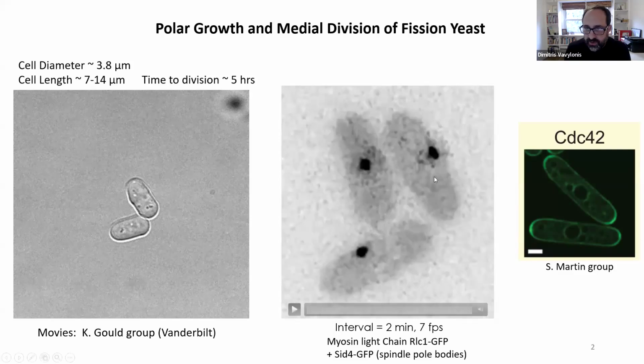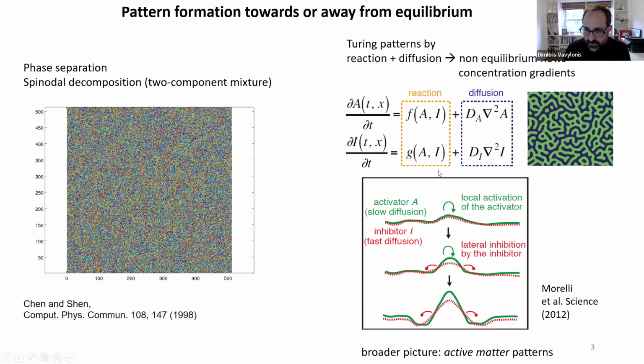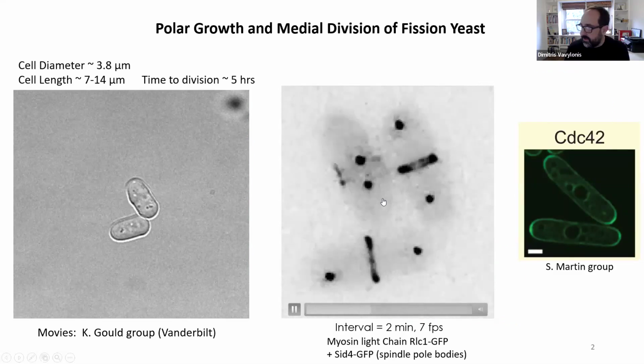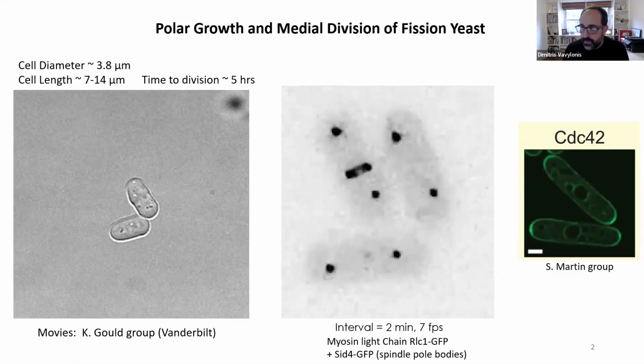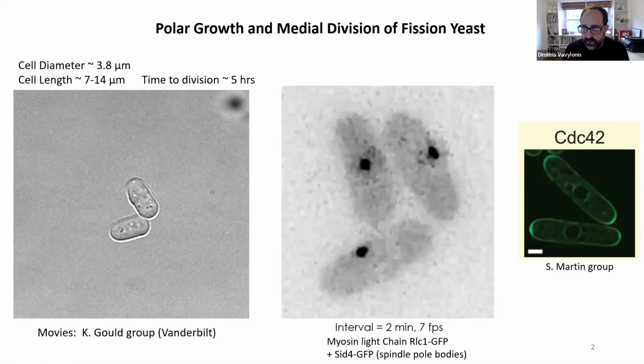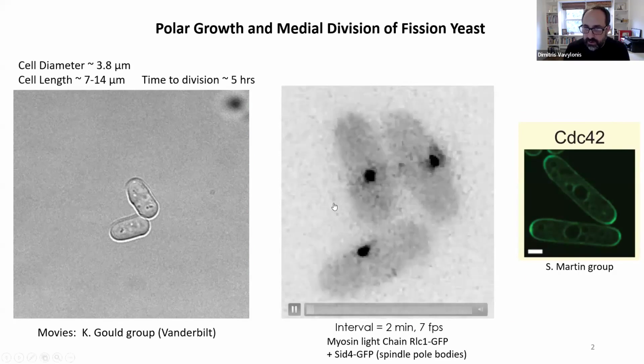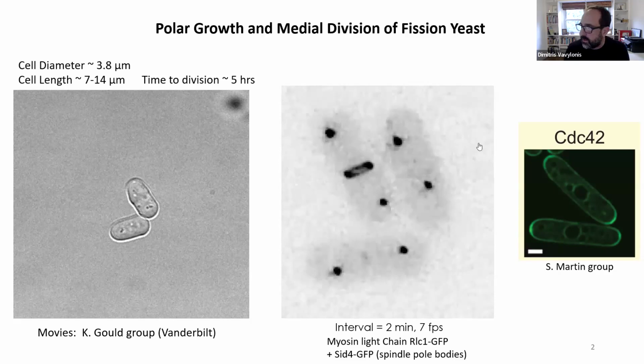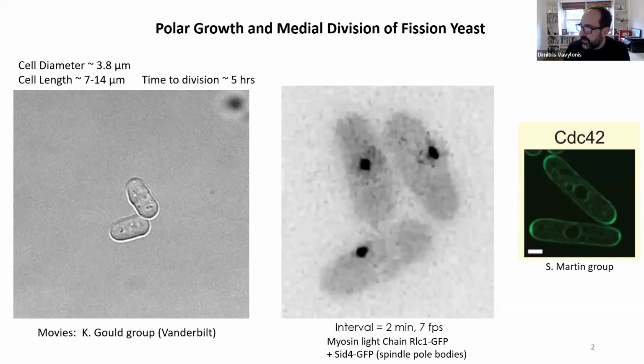And then upon division, you can see how this myosin protein assembles into a ring in the middle of the cell. What is shown here with fluorescent markers is the spindle pole body that divides into two during cell division. And you can see the ring forming in the middle of the cell. It's made out of actin filaments and myosin motor proteins.